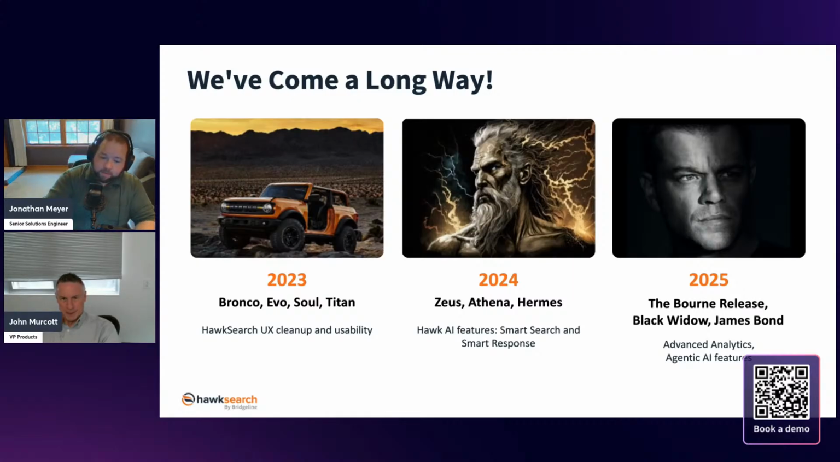And then AI came, and we really thought big. Let's go back to the classics. Let's go to the Greek gods, Zeus, Athena, and Hermes. And that was a heavy focus on what we call smart search and smart response, which we'll go through. And now AI is changing as well, and HawkSearch right along with it, which is more around this agentic approach. How can AI help with automation? How can it help with productivity, et cetera?